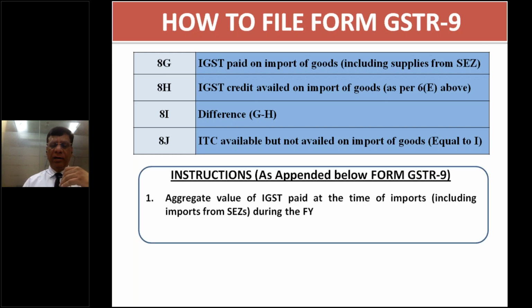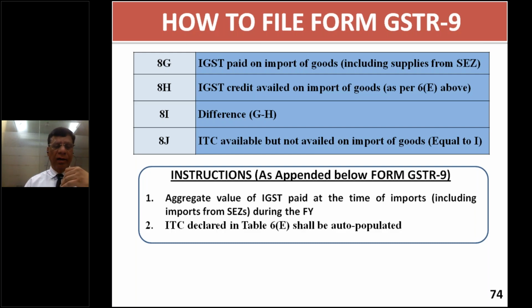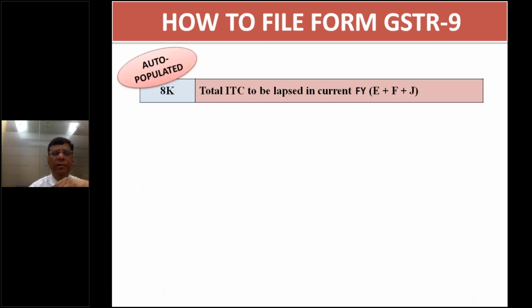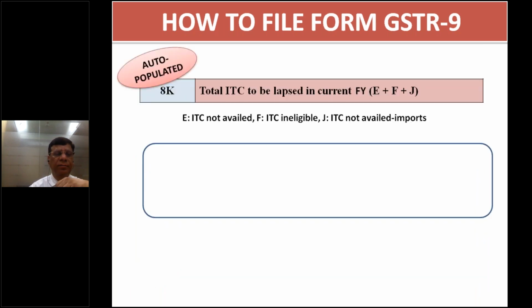The aggregate value of IGST paid at the time of imports, including imports from SEZ, during the financial year. ITC declared in table 6E shall be auto-populated. ITC of 17-18 availed during 18-19. Ineligible ITC. What about import of services? So these are the issues which are to be discussed.